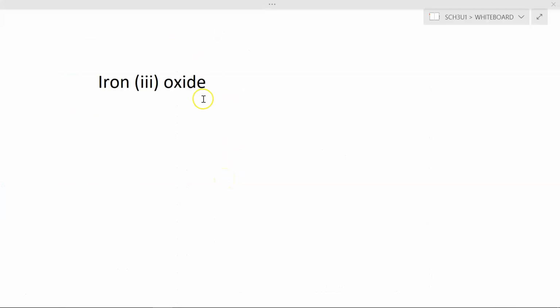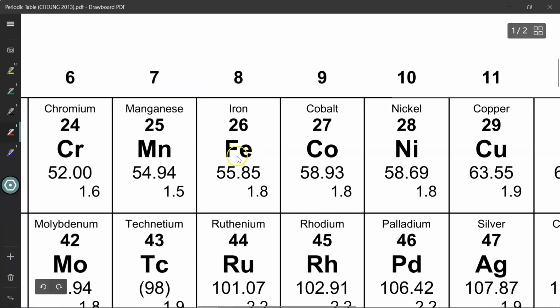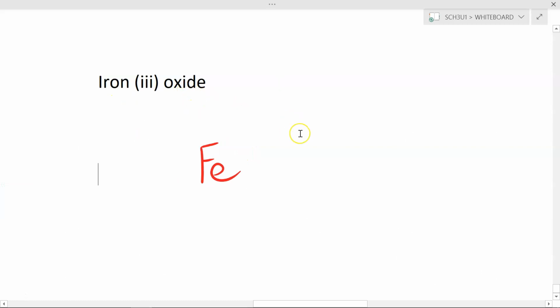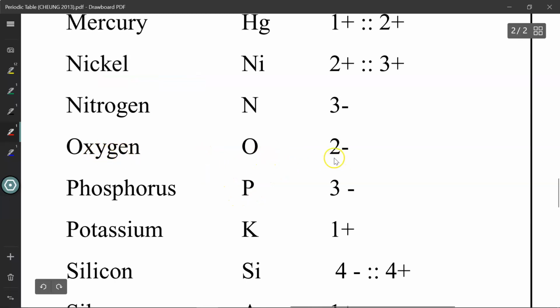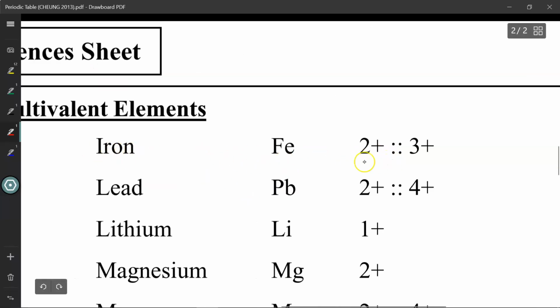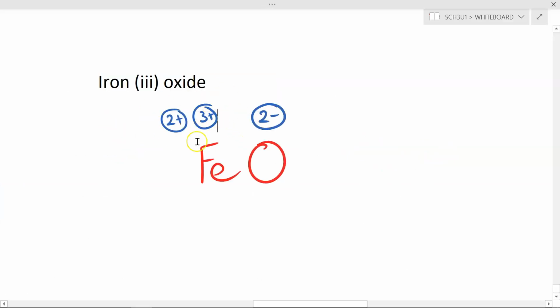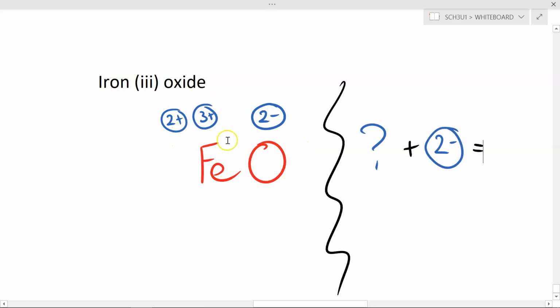So let's look at this example, iron 3 oxide. First, I'm going to write out the chemical symbols. Iron is Fe, and oxide or oxygen is an O. In order to determine the subscript values, what numbers go at the bottom, we need to identify their valence charges. Oxygen has a valence charge of 2-, while iron is multivalent with 2 options, 2+ or 3+. But which one should we use? Should we use iron 2+ or iron 3+ when we're doing the zero-sum rule?